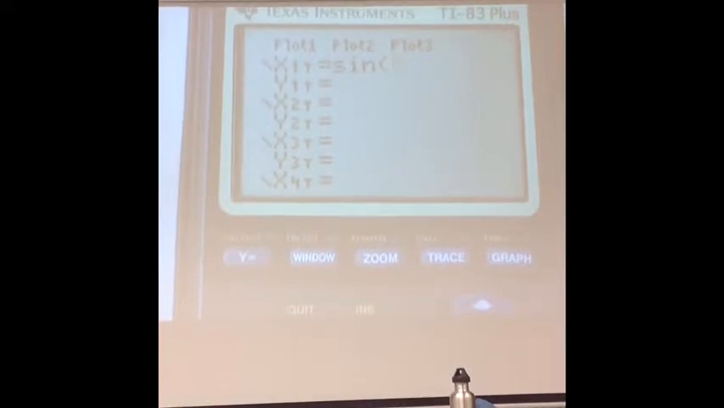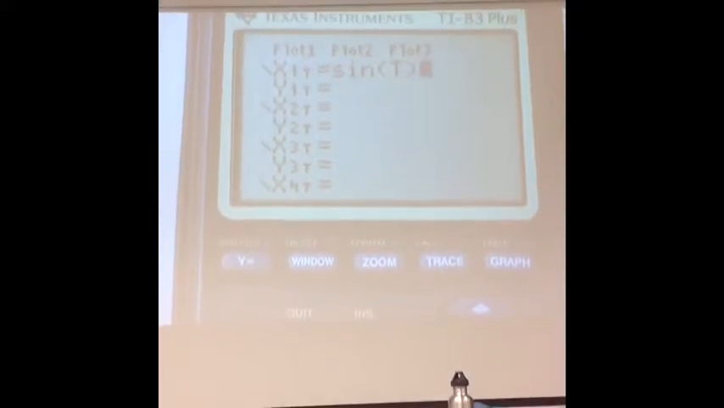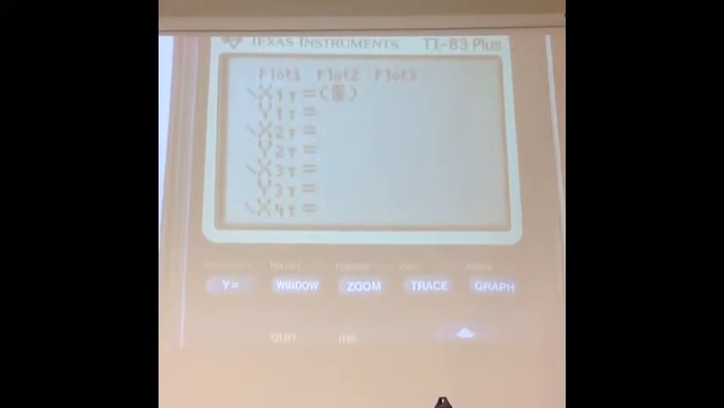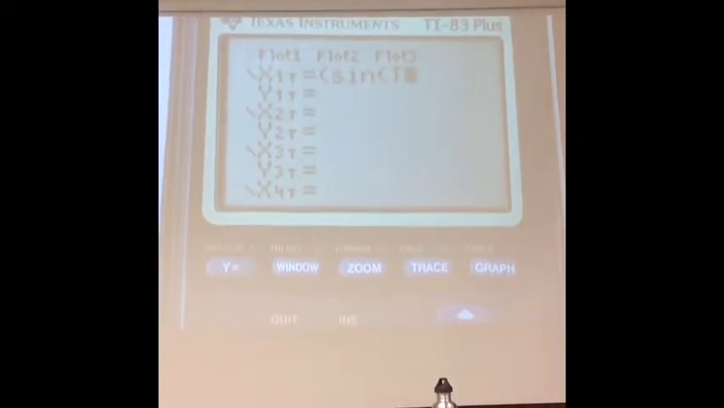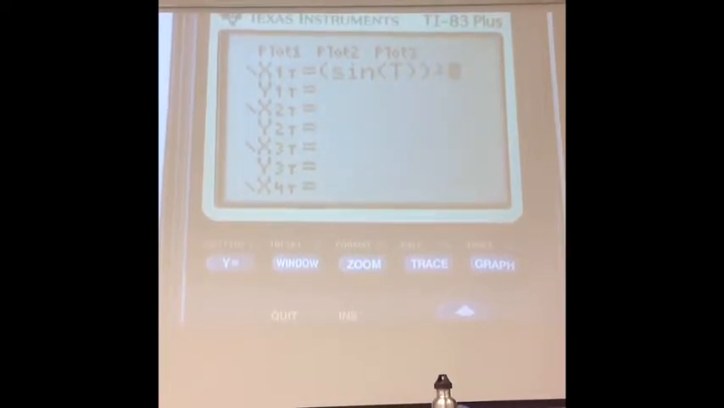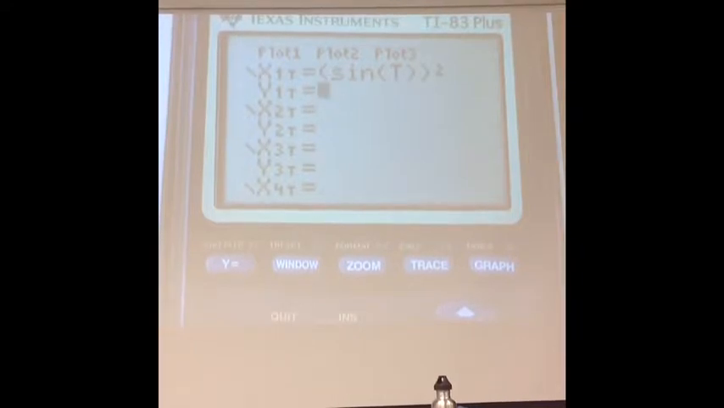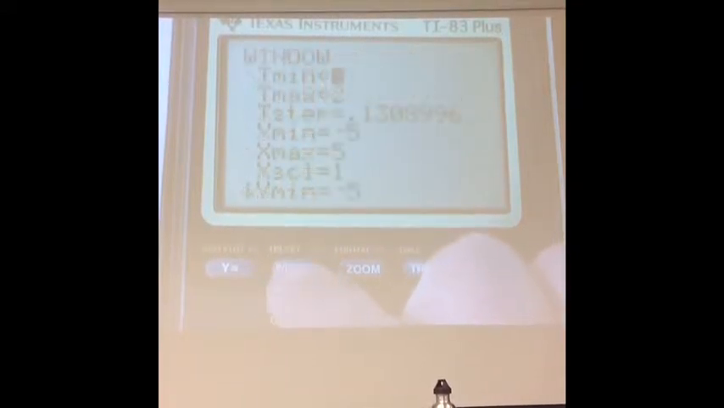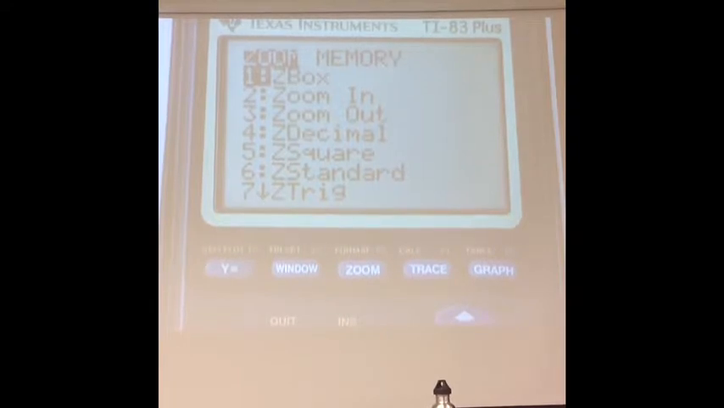t. And I actually want to square that, so I think the best way for me to square that is to start with parentheses and write sine of t, end the parentheses, and then square. And then for my second one, for y, I want to look at cosine of t and square that. And I'm actually going to start, just for kicks here, with zoom standard.